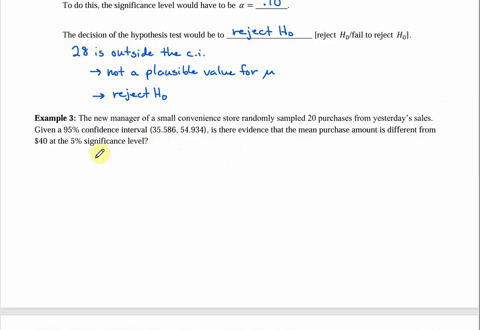Okay, so there's the alpha, the 5%. So that and the confidence level are matched up. 95 plus 5 is 100%, so we're good to go there. And 40 is inside the interval. So is there evidence that the mean purchase amount is different than 40? No, there is not, because 40 is inside the interval this time.